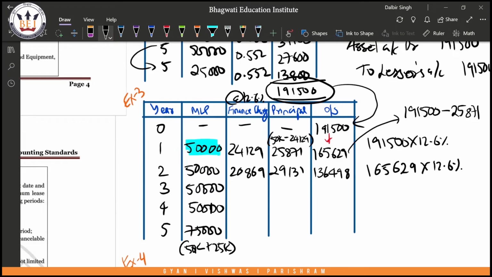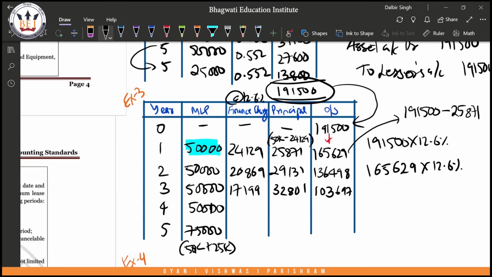It is 1,36,498. Yes, next for year 3, again you're paying interest on 1,36,498. So your interest portion is going to be 17,199. Out of 50,000, interest is 17,199, so your principal portion is 32,801. Now your outstanding will reduce from 1,36,498 to 1 lakh 3,697, which is nothing but 1,36,498 minus 32,801.